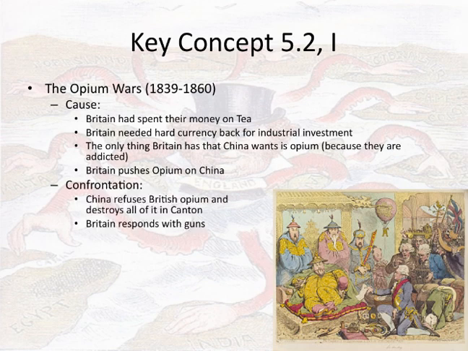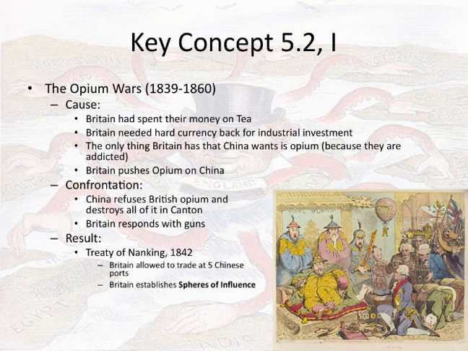So the confrontation comes when China refuses to buy the British opium and actually closes down the port at Canton, the only port that Westerners were allowed to trade in, and dumps all of the opium into the ocean. Now, Britain responds in the way that Westerners usually respond to things like this, with guns, and as a result, the Chinese lose the war because they were not as industrialized as the British were, and they have to sign the humiliating Treaty of Nanking in 1842.